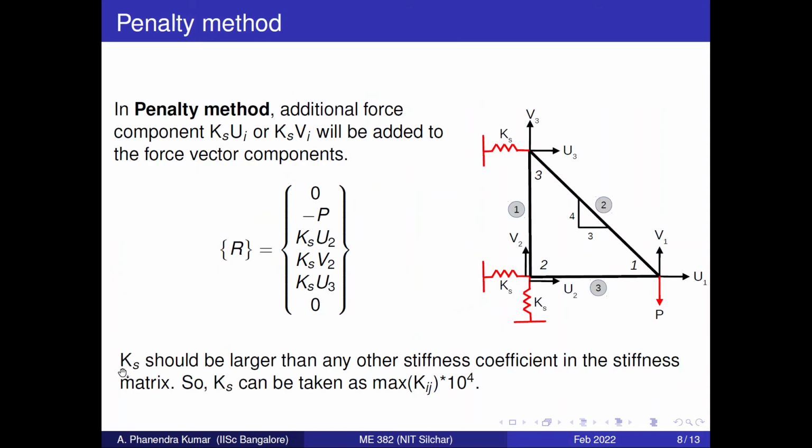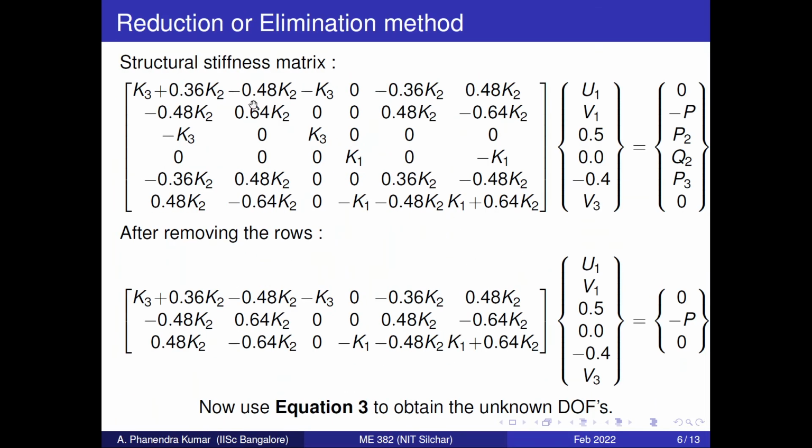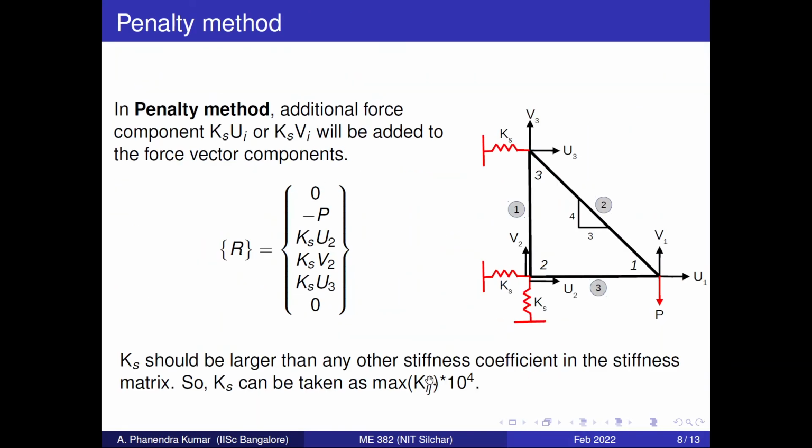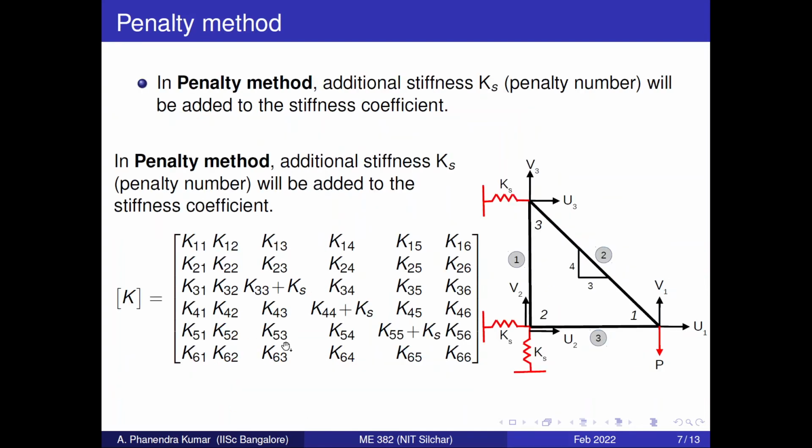So it's better to use Ks as the maximum of the K values times 10 power 4. This should be the Ks term which is better to use always while solving a problem. Once you find the maximum of these stiffness values, after you substitute K2, K3 terms, you consider that maximum value times 10 power 4. That part will be your Ks. Use that Ks value for evaluating the final structural stiffness matrix. So this is the change you will find in the penalty method in the stiffness part.